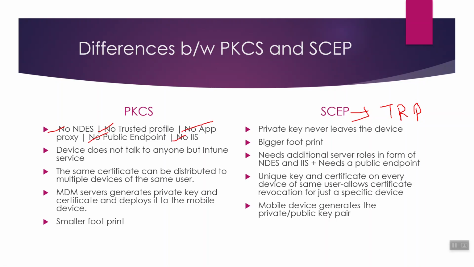So let's just talk about this app proxy thing in very short. As I said, your internal CA is the one that is issuing the certificates to the end devices. The end devices in a way need to connect to the internal CA, but the CA is in your intranet, as I said before, and your mobile devices are in the internet. Therefore, there is no way the mobile devices can talk to the CA. So they talk to the CA via the NDES.